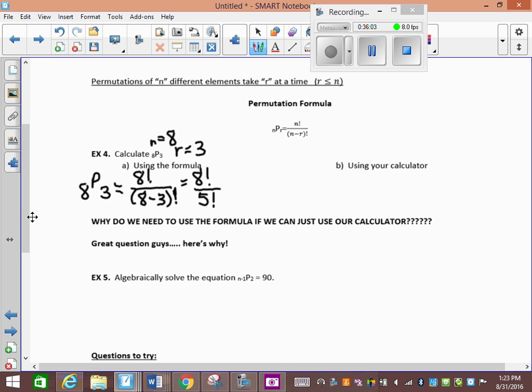Punch it in your calculator, or you can do 8 times 7 times 6. Why can you do 8 times 7 times 6? Because if you write the top as 8 times 7 times 6 times 5 factorial, it cancels with the 5 factorial. Or you can just go 8 factorial divided by 5 factorial and calculate. So 336.